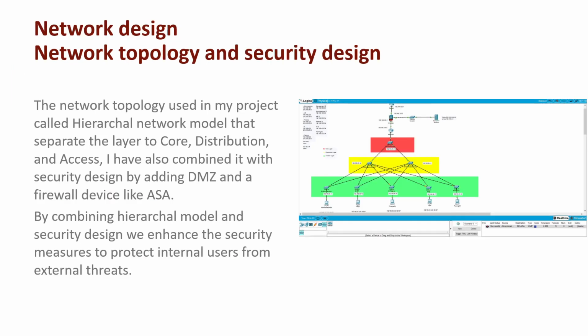The network topology used in my topology is called the hierarchical network model, which separates the layers into core, distribution, and access. I have also combined it with the security design by adding a DMZ and a firewall device like ASA. By combining the hierarchical model and security design, we enhance the security measures to protect internal users from external threats.